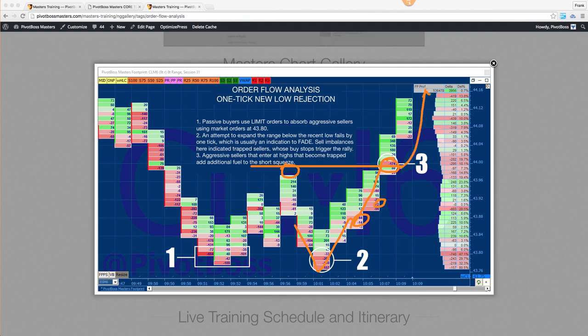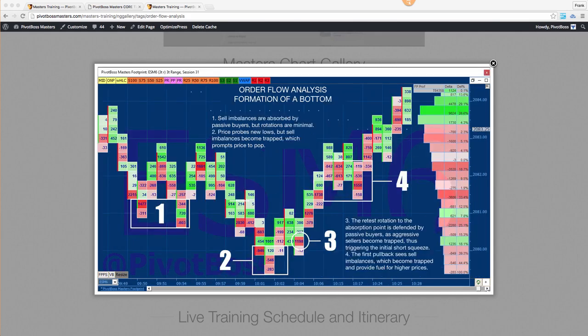It tells you the continuation is likely going to extend, and so that you should continue to hold on to that trade. So, very nice double bottom with a one tick new low rejection on this one. Here's the formation of a bottom, and this was another bottoming event. This one happened in the ES down toward 2079s.